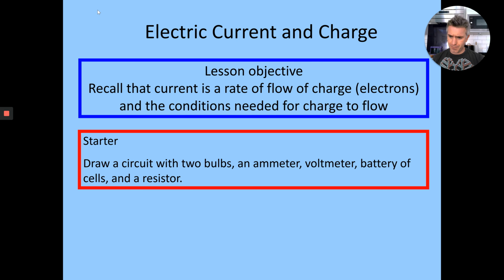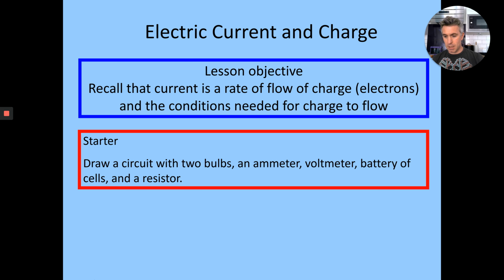The starter is requiring you to look back to maybe year 8 science, and can you draw an electric circuit using the correct circuit symbols? So I don't want a picture of this, I want the correct circuit symbols. So I want a circuit that has a bulb, an ammeter, a voltmeter, a battery of cells, and a resistor. If you can draw me a circuit with all those things correctly positioned, that would be fantastic. Okay, pause and do that. Have you done it? Splendid.